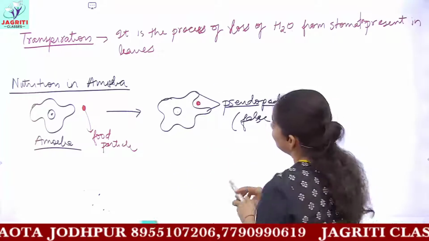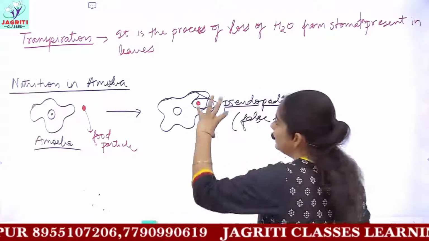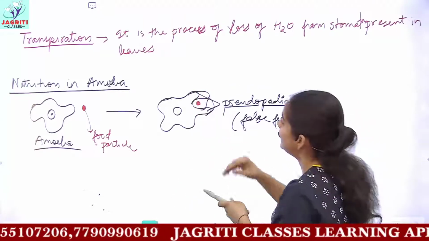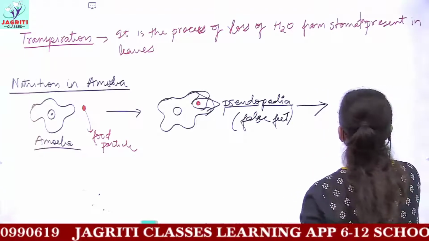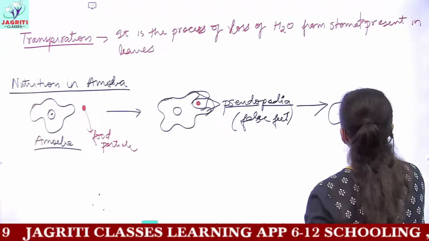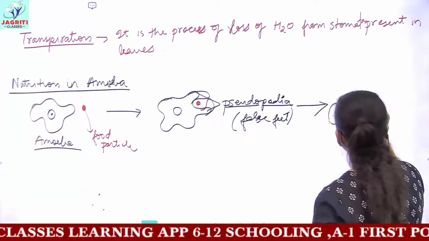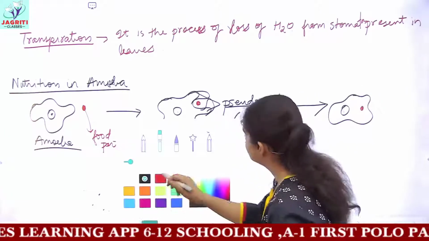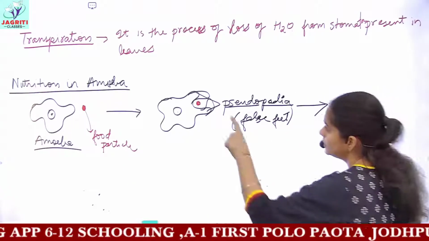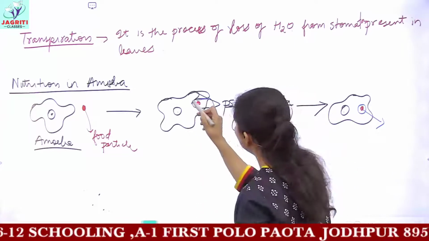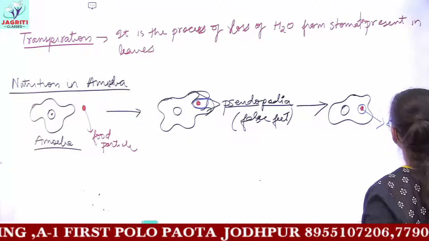Now the next condition would be what? The pseudopodia would be elongated and hence it would cover up the whole food particle, and this food particle will be pushed inside the body of amoeba. So the next condition is this food particle gets inside the body of amoeba and is covered in a covering. This is because this covering is formed from the outer part of the pseudopodia. So this covering is your food vacuole.